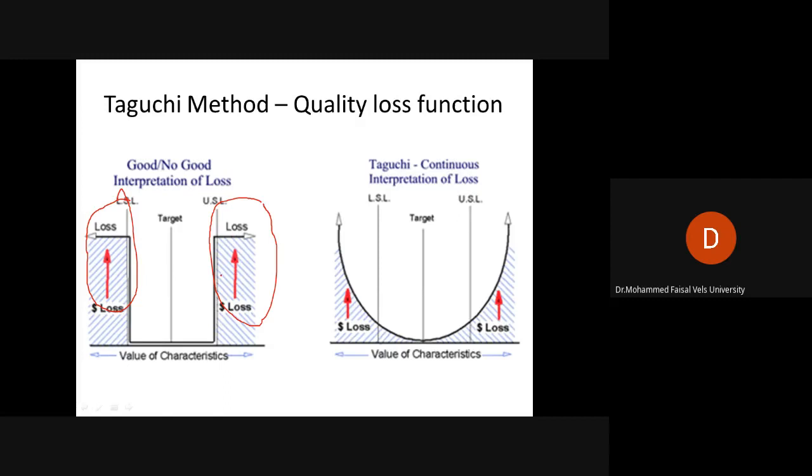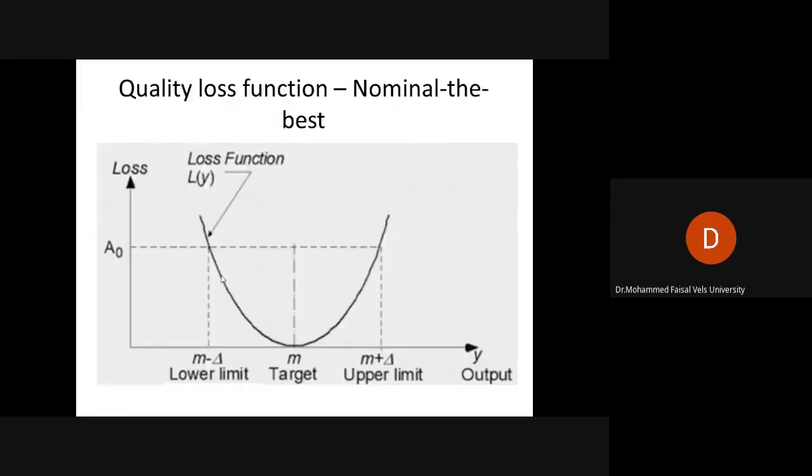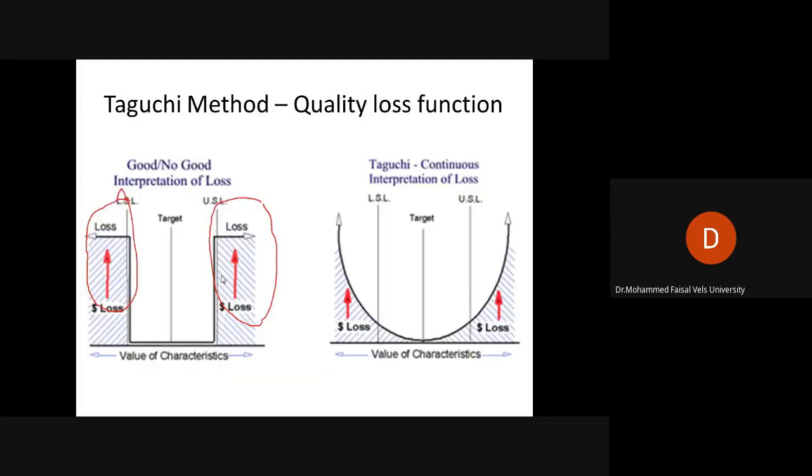That is why he came up with a specific loss function, where he tried to give the mathematical form in terms of cost. Later we'll talk about the quality loss function, which he tried to give, and what cost function he calculated.